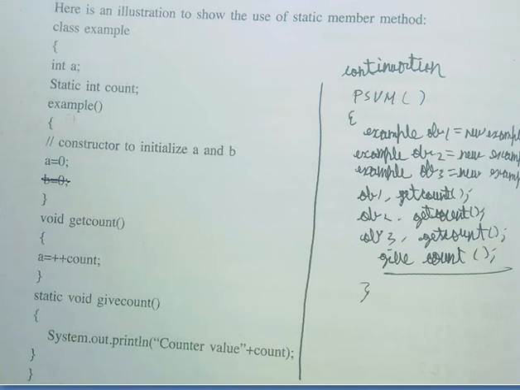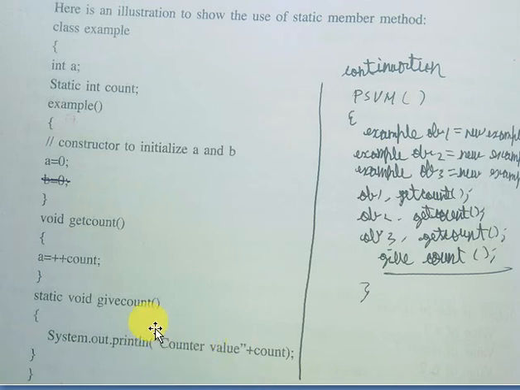Now, let us see one more concept, that is static functions. See, class Example, same thing, int A, static int count, Example, A is equal to 0, getCount, A = ++count, same as the last program. But static void giveCount. See, the giveCount function is a static function now. Means this function can accept only the static variables. See, previously we were printing the A value in this function. Now you cannot print the A value because it is a static function.